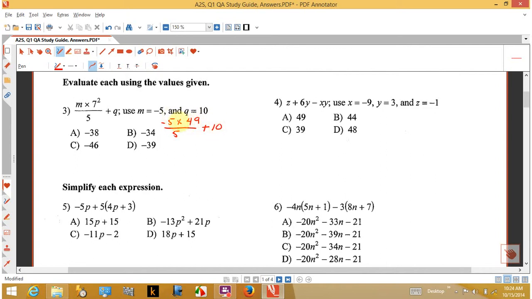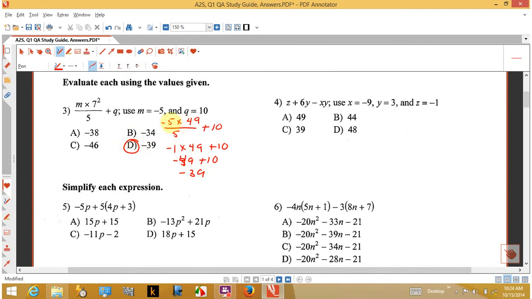Okay, so there's nothing added. This is all multiplication. What this 5 can actually do is cancel into this negative 5. That would give me a negative 1 times 49 plus 10. So I need to do the multiplication first. Negative 49 plus 10. I'm already thinking of the answer. That'd be a negative 39.